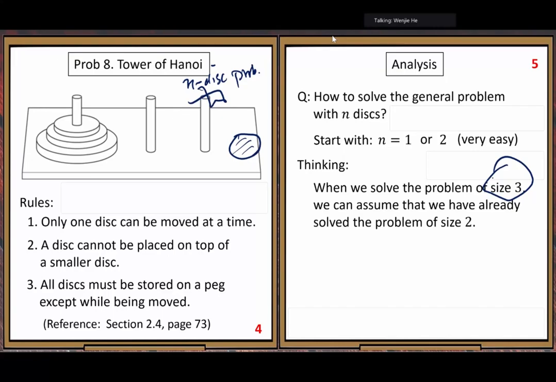Size 1, size 2 problem have been solved, yeah? So that's our recursive thinking. That means when you solve the problem of size 3, you can use the solution of the problem of size 2. So this is the essence of the recursive thinking. Because in this way, you do not start from scratch. Your starting point is the solution of size 2. That's your starting point, right?